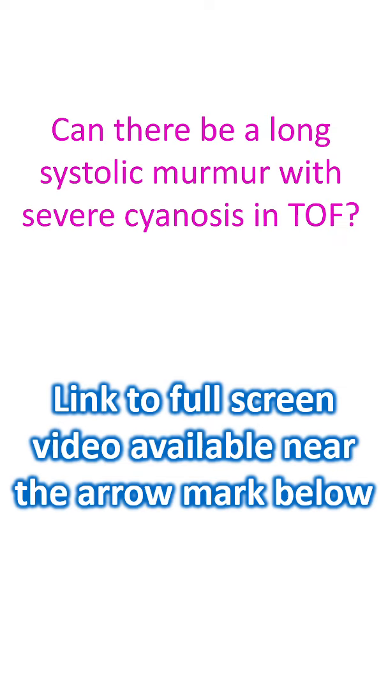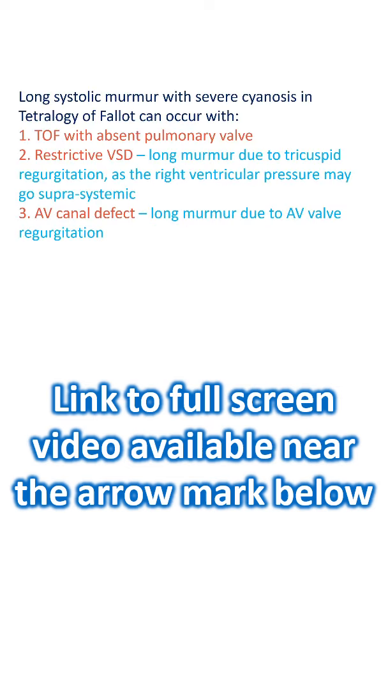Usually, the murmur originating from the right ventricular outflow tract in Tetralogy of Fallot is short if there is severe cyanosis, as the flow across the RVOT is less, as the blood gets preferentially shunted across the ventricular septal defect into the aorta. Long systolic murmur with severe cyanosis in Tetralogy of Fallot can occur with: 1. TOF with absent pulmonary valve.